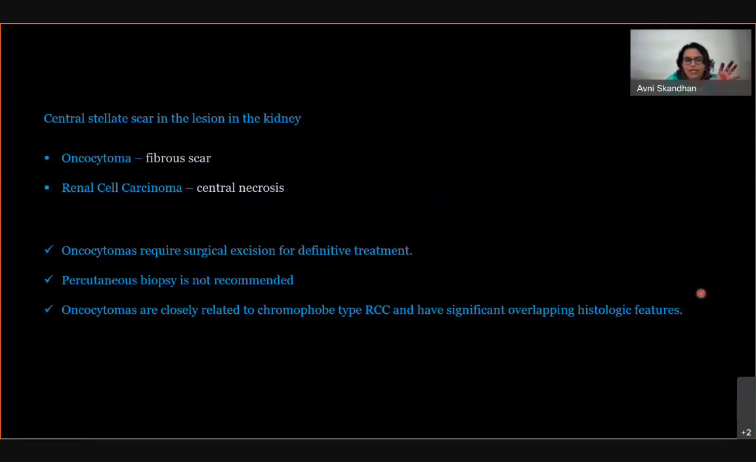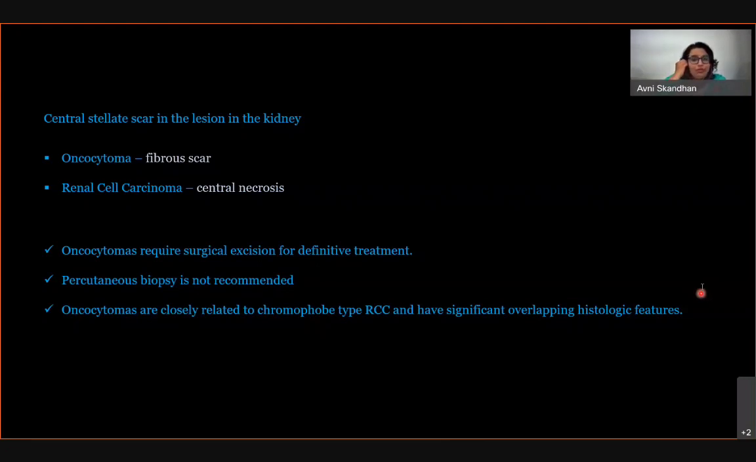It is a focal resection that is done. So it is not recommended to do a biopsy because there's an overlap in the type of imaging, I mean, in the pathological findings also between oncocytoma and chromophobe type of RCC. So always a limited resection is preferred.